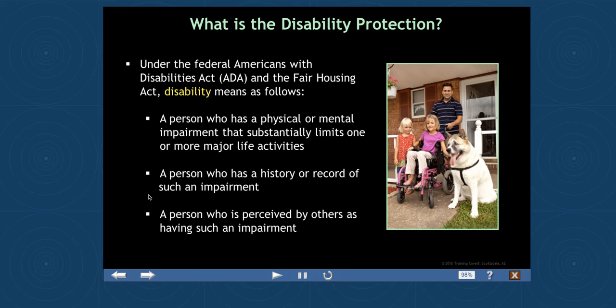What is the disability protection? Under the Federal Americans with Disabilities Act, or ADA, and the Fair Housing Act, disability means as follows. A person who has a physical or mental impairment that substantially limits one or more major life activities. A person who has a history or record of such an impairment. A person who is perceived by others as having such an impairment.